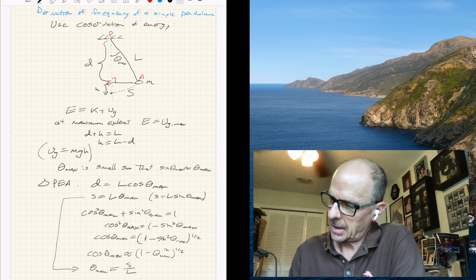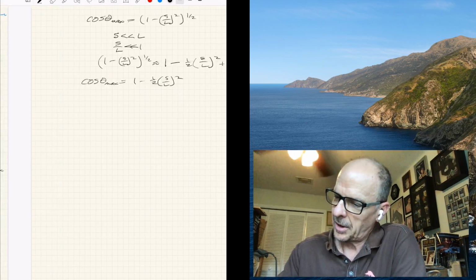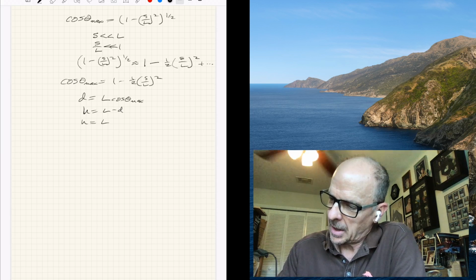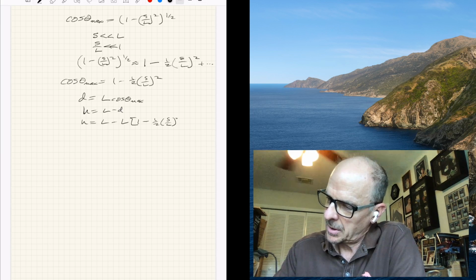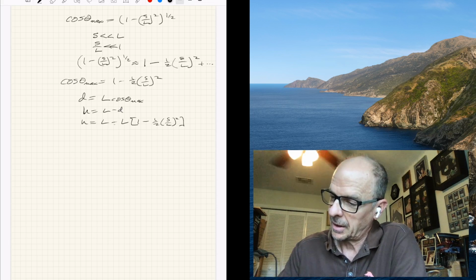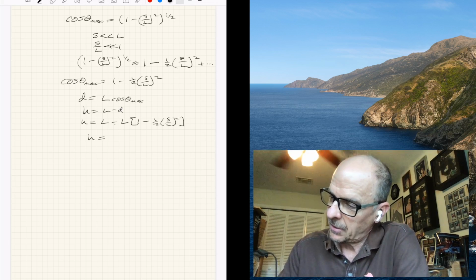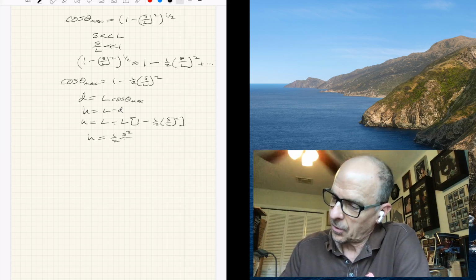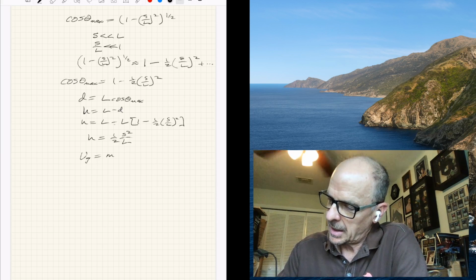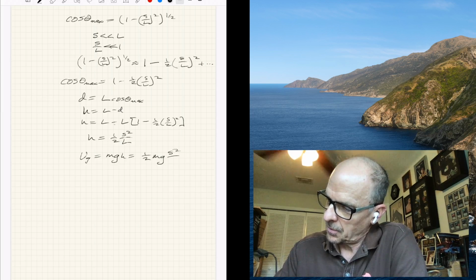And why did we want cosine of theta max? Because D is L times cosine of theta max. And H, the height that we really want, is L minus D. So that gives me H is L minus L times (1 minus 1/2 of (S over L) squared). So I have L minus L, that cancels, then I have a minus L times a minus 1/2 of this thing, which if I multiply everything through gives me H is 1/2 of S squared over L. And U_G, the gravitational potential energy, is then just mgh, which then becomes 1/2 m g S squared over L.